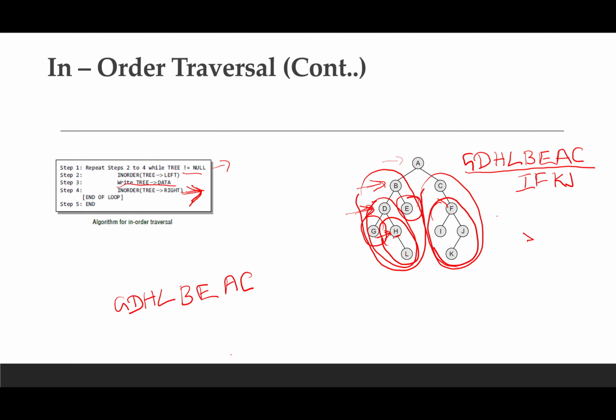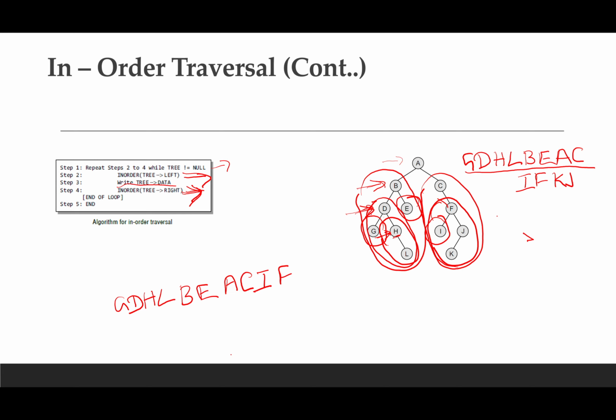Okay. Then it will check the condition is true. So it will call inorder(tree->left). So now it will consider this. Okay. Then it will write the data, it is I. Then it will call the function. So what we have to do next, it will check the condition is true. So we have to write tree->data. So what is tree->data? That is F.